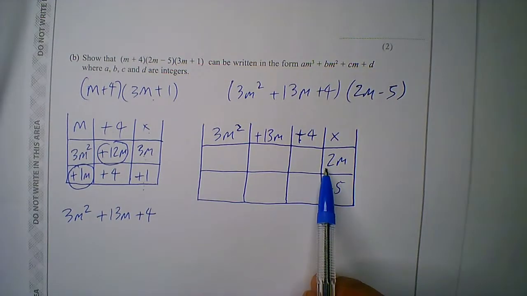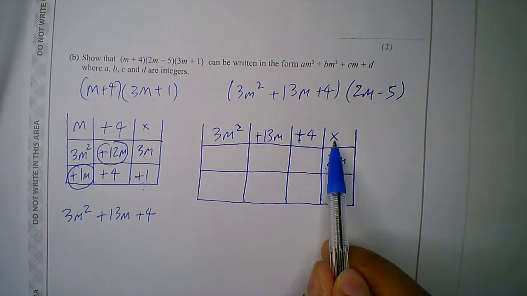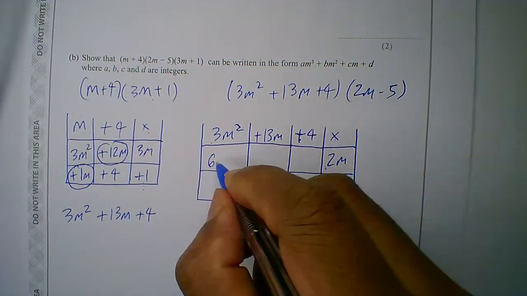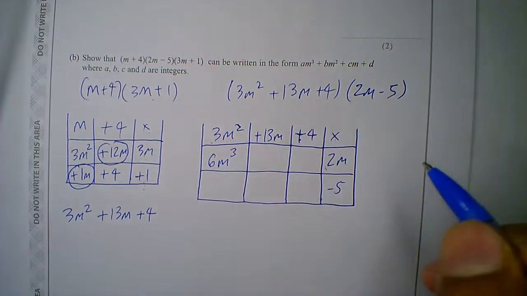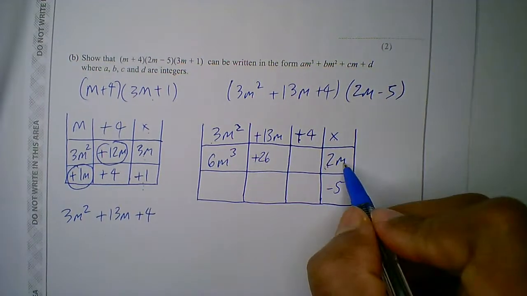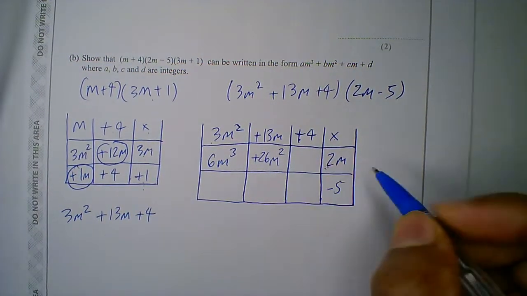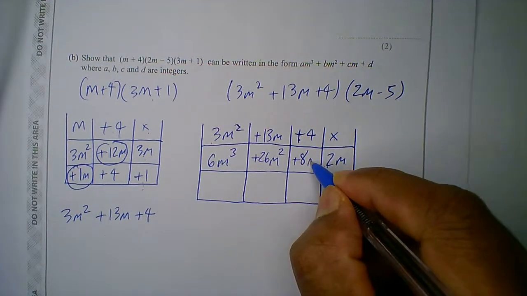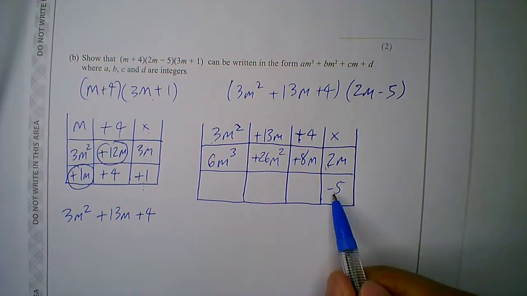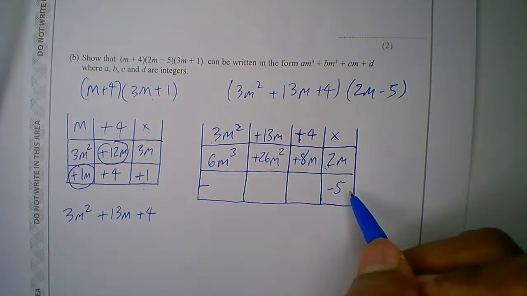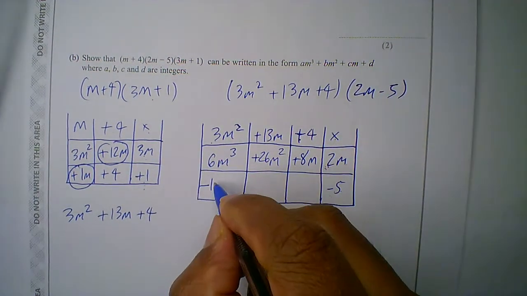Okay, now 2m times 3m squared, so 2 times 3 is 6. M times m squared is m cubed. 2 times 13 is 26. M times m is m squared. 2 times 4 is 8. Got my m term there. Now I'm dealing with negatives, so negative and a positive is a negative. 5 times 3 is 15.